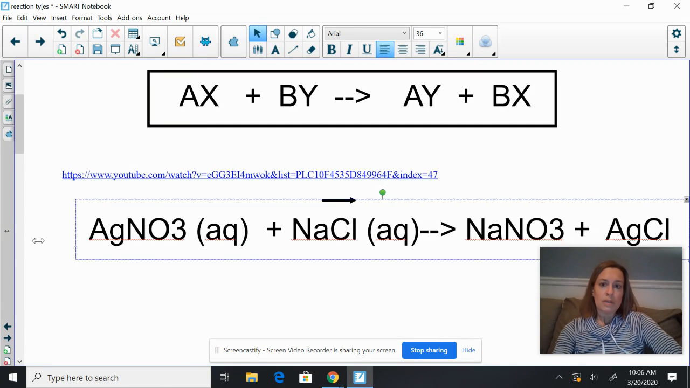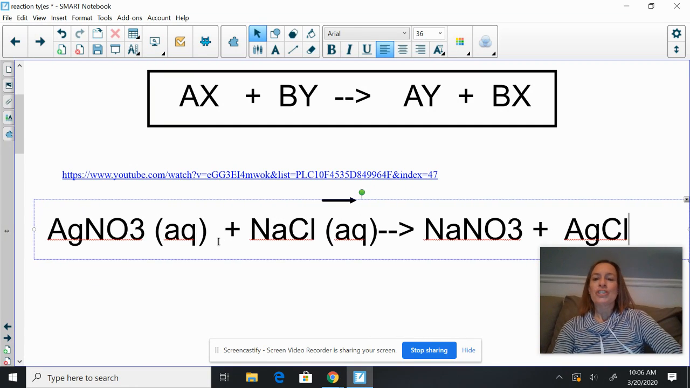What was nice about this one is all the charges are the same, so we don't have to worry too much about that crisscross rule. What we will worry about starting tomorrow is that you will need to predict the products. You will still need to know how to come up with the correct formulas. And for tomorrow, we'll figure out how you know that the AgCl is the one that's the precipitate as compared to the sodium nitrate.